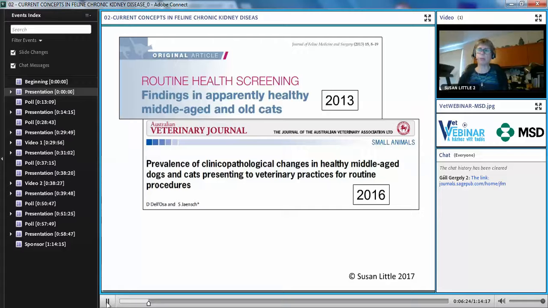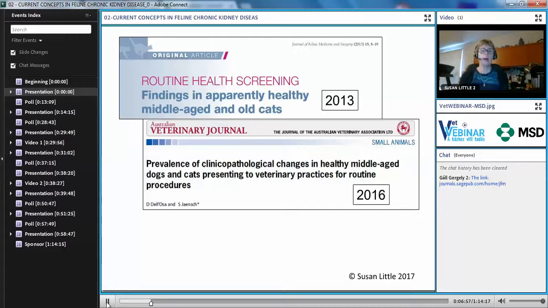So these are typically cats that are coming into veterinary practices for an annual preventive care exam or vaccinations or grooming or something like that. They're not coming in because the owner thinks they're sick. And what they found is that about 1 in 5 cats have a clinically significant finding if you do routine health screening. And one of the most common clinically significant findings in these apparently healthy cats was chronic kidney disease.